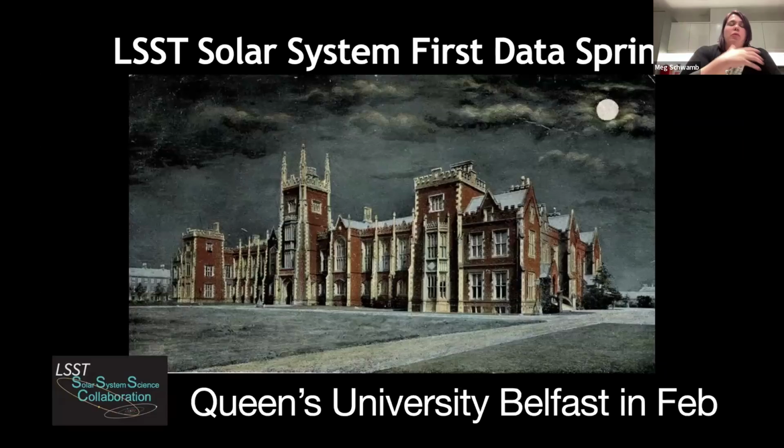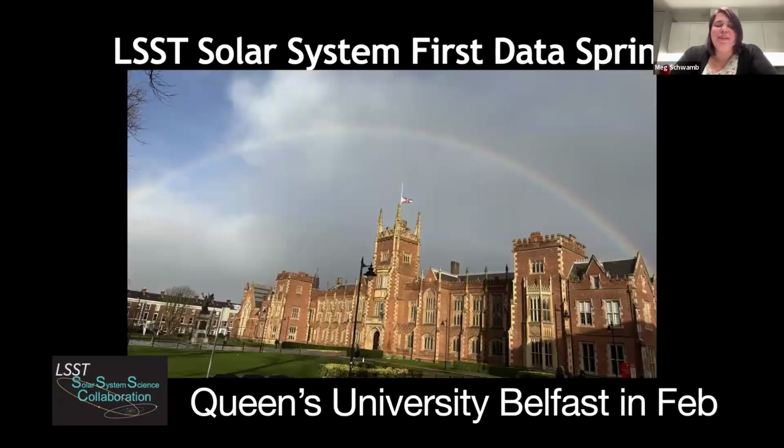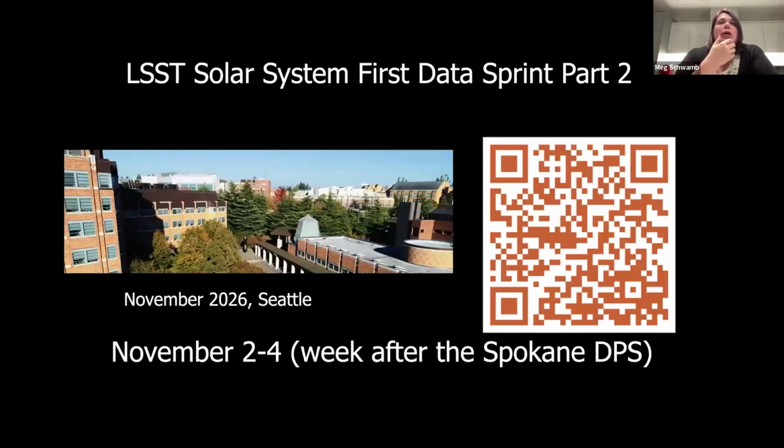And again, going from the sort of dark image to the day before the sprint, rainbow over the Lanyon building. But I think I want to highlight that what's coming next is that now that we have DP2, and hopefully by November we will have the images for DP2, I'm hoping, it means that in early November, we're planning the second early data sprint in Seattle. That QR code is our registration form. I know many people have been asking me for it. So if you're going to the Spokane DPS, you just need to go a little bit more west afterwards or come in later. And you'll be able to attend in Seattle.